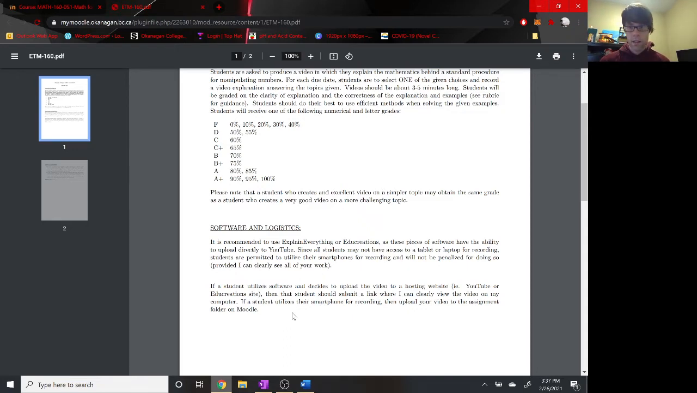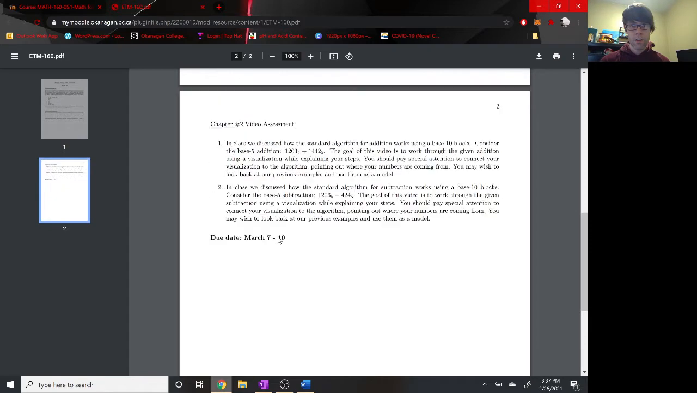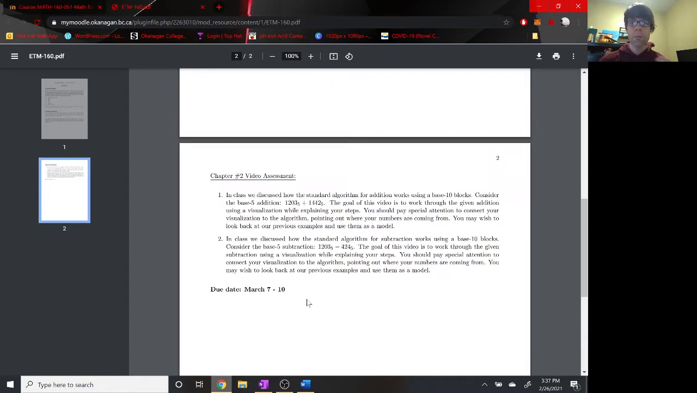Okay, I don't think there's anything else exciting here. The second page of the PDF describes the video assignment in a little bit more detail. There's two different choices you can do here. You can either do a video on Base-5 addition, or you can do a video on Base-5 subtraction, whatever your preference might be.